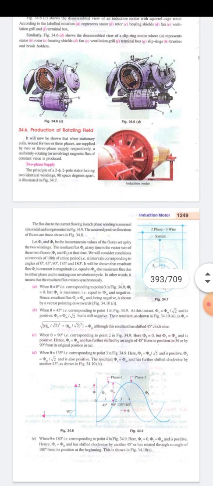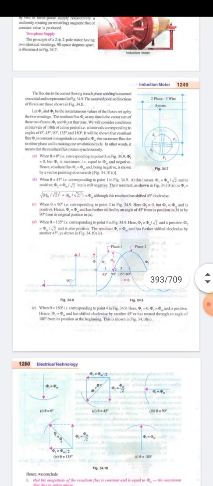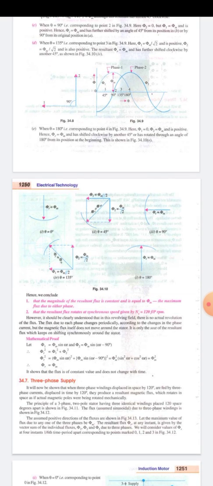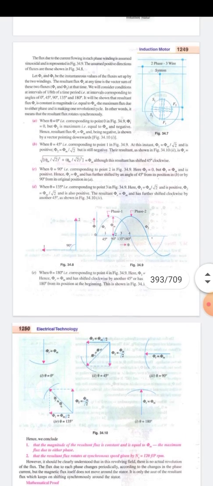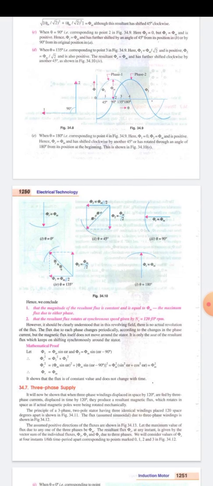Now the production of rotating field. Students, for a two-phase system, we will find that the magnitude of the resultant flux is 1.5 times the maximum flux. Because this derivation is not inside your course, you just need to know the magnitude of flux produced. So we conclude that the magnitude of resultant flux is constant and is equal to phi m, the maximum flux due to either phase, and the resultant flux rotates at a synchronous speed given by Ns equal to 120 f by P.